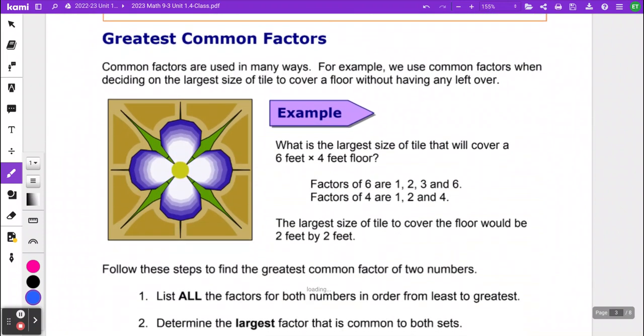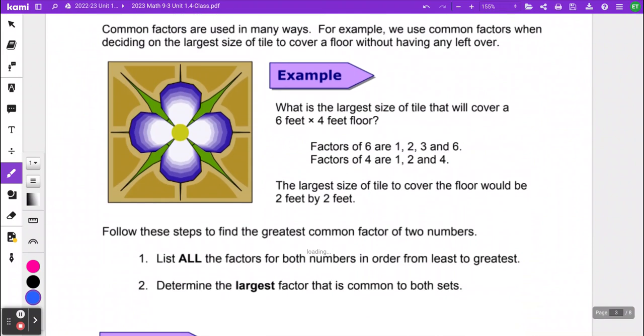So let's take a look at another example here. It says, what is the largest size of tile, if this is our pretty tile we're using here, for a tile floor? It says, what is the largest size of a tile that will cover that type of floor? Well, we need to do the factors of 6 and 4. So we need to do a factor chart of 6 and a factor chart of 4. All righty, what number do we always start with, folks?